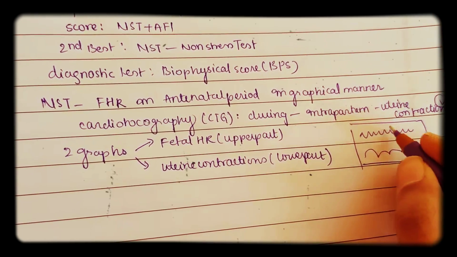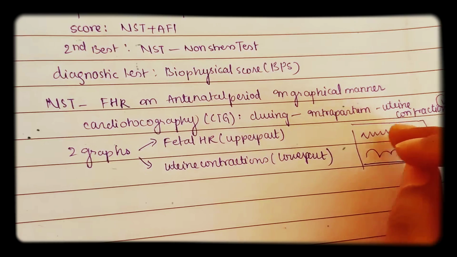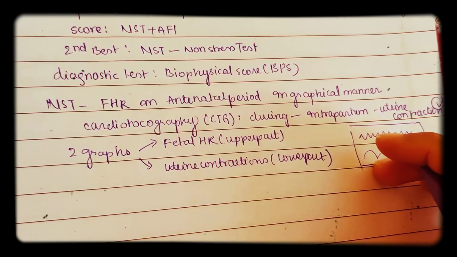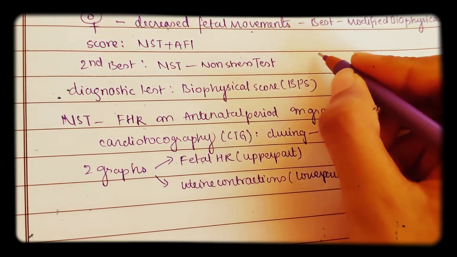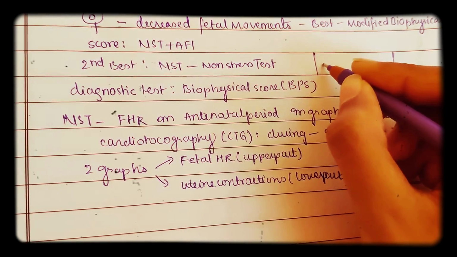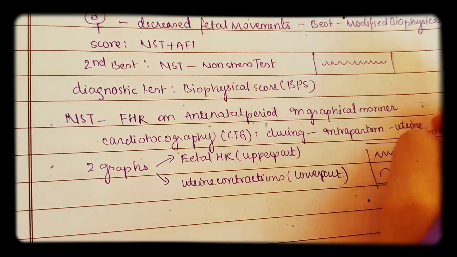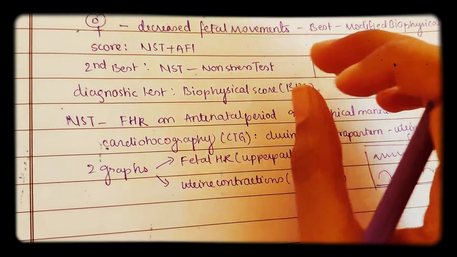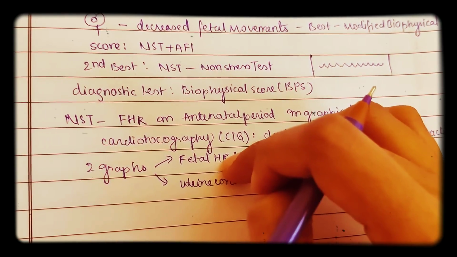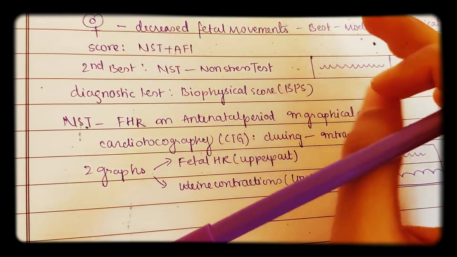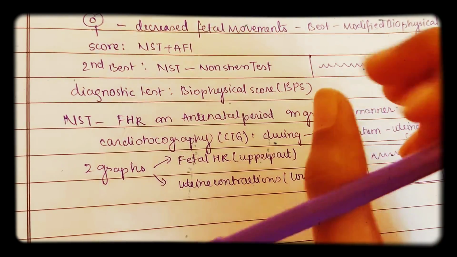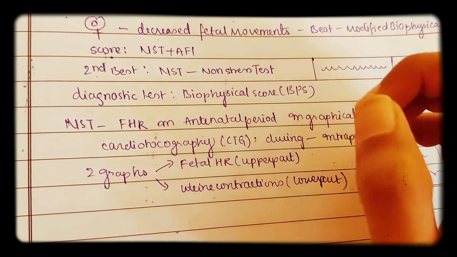So like this, two sides you will have the two graphs, one of the fetal heart rate, one of uterine contractions. But in the case of non-stress test, you will have a single piece of paper and you will have only fetal heart rate like this. So you need to observe the difference between the two. NST or CTG are both the same, but NST you do at the beginning point, CTG you do at the late point when there are uterine contractions.